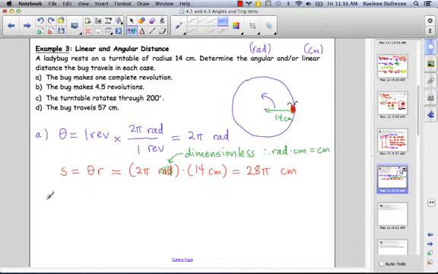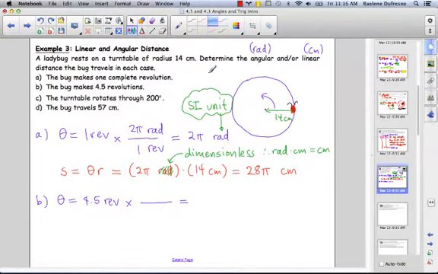Okay, let's try part B. In part B, we are given that the angle the ladybug travels through is now 4.5 revolutions. So 4.5 revolutions must first be converted into radians for use in the formula, because radians is the SI unit. Which means before we use any of the formulas, we have to have the SI unit for theta. So we ask the question, if we want to get rid of revolutions and keep radians, how many radians belong to how many revolutions? Again, it's 2 pi radians to 1 revolution.